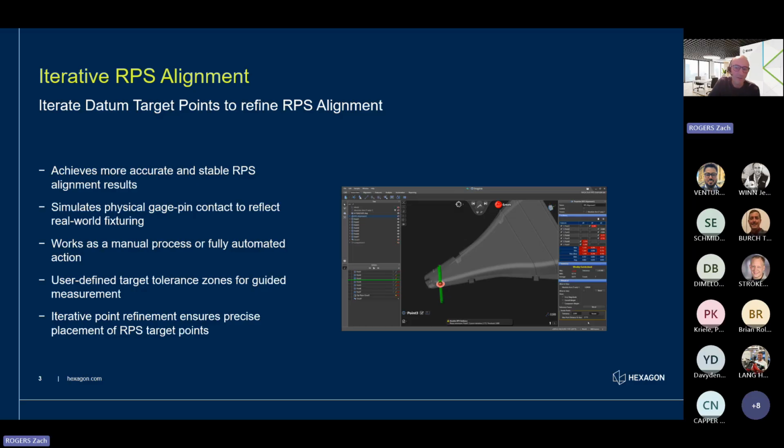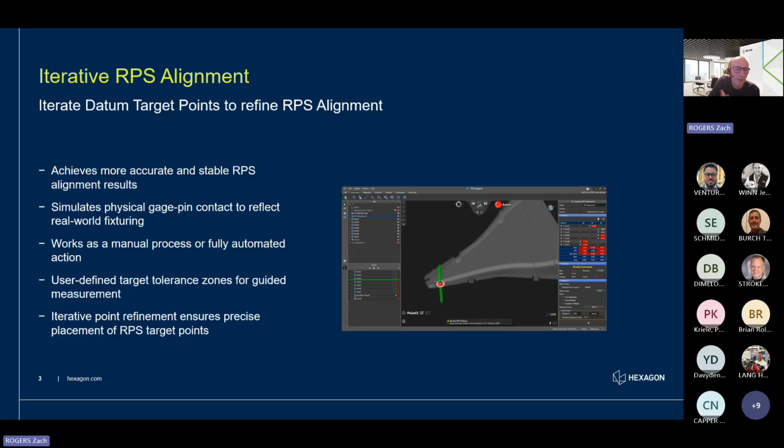You can define a tolerance zone, which is how close to the actual RPS point you need to get. And Inspire will guide you through each of those points and refine each point measurement until it falls within that zone. And that's always been the tricky thing with RPS, because when you measure a point that your RPS alignment relies on, your RPS alignment will update. So if you go to measure one point, all the other points might shift a little bit, and then you've got to figure out what other point you need to measure, and then figure out what other point you need to measure. So this iterate RPS alignment takes care of that for you.